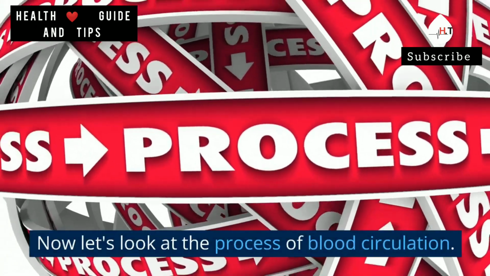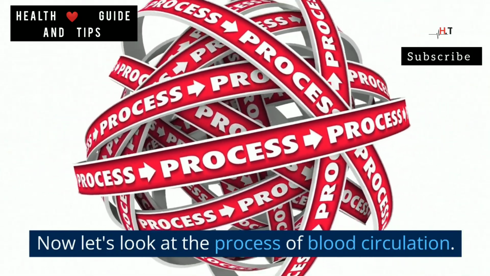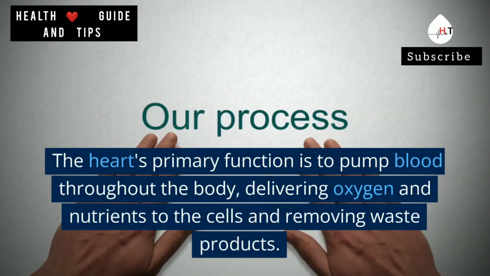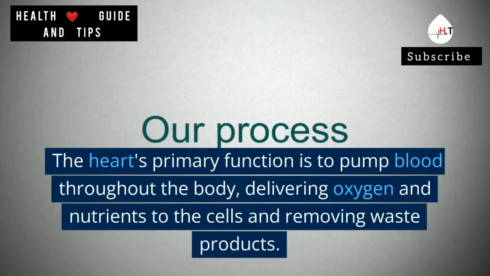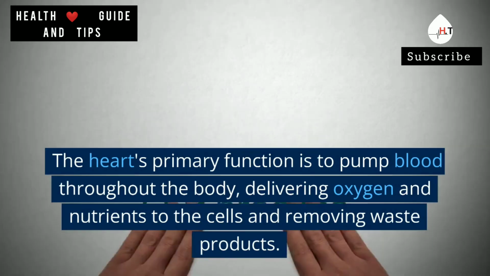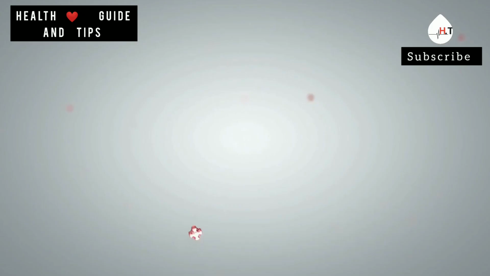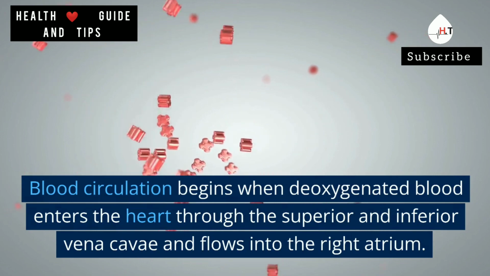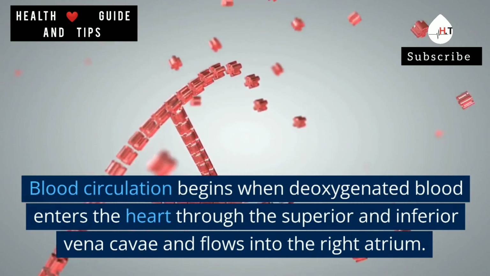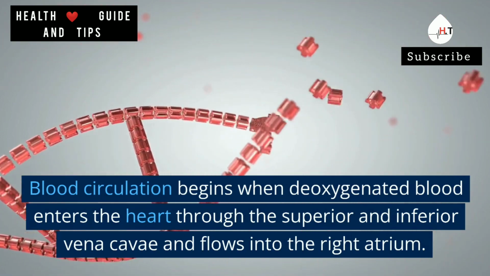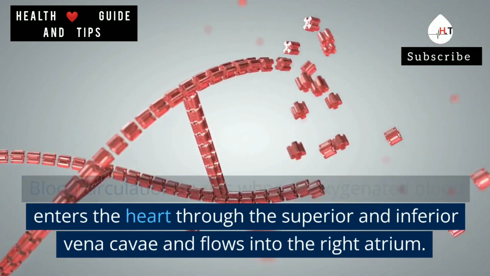Now let's look at the process of blood circulation. The heart's primary function is to pump blood throughout the body, delivering oxygen and nutrients to the cells and removing waste products. Blood circulation begins when deoxygenated blood enters the heart through the superior and inferior vena cavae and flows into the right atrium.